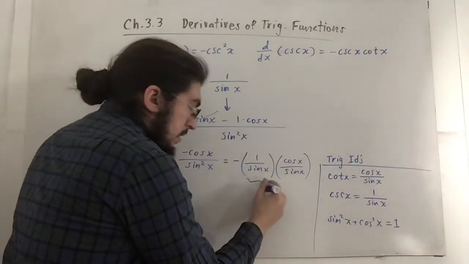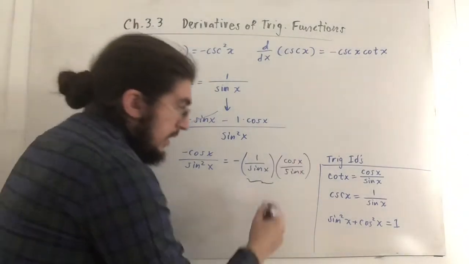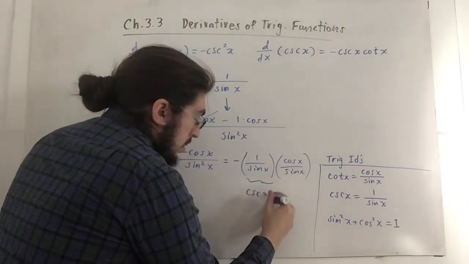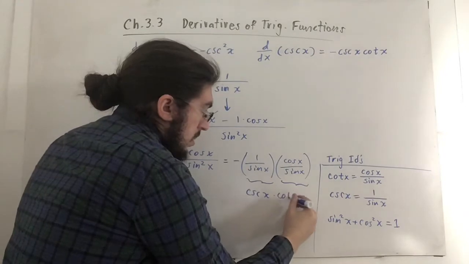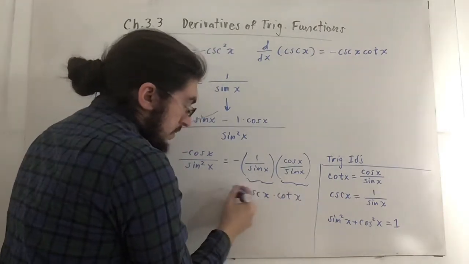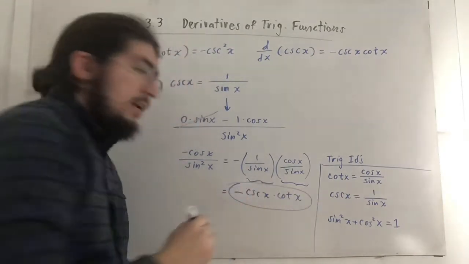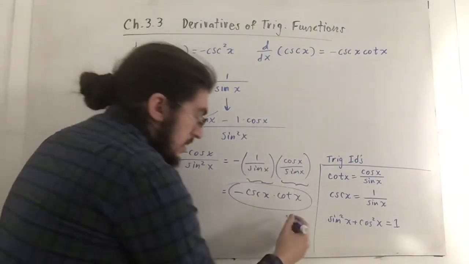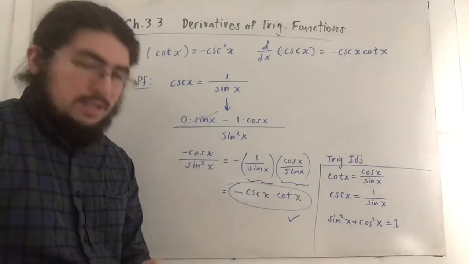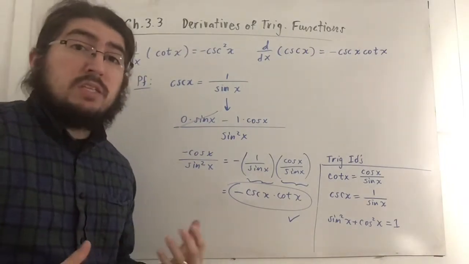And yes, 1 over sine is cosecant. Cosine over sine is cotangent. And it's negative. So we indeed get what I said we would get. Cosecant times cotangent, but negative that. Negative cosecant cotangent. Great. So now we'll see some examples using these rules.